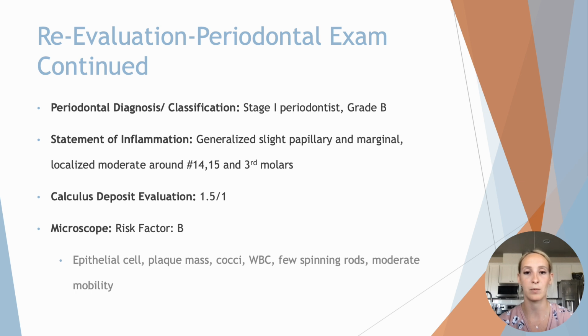The diagnosis was stage 1 periodontitis, grade B. Statement of inflammation: generalized slight papillary marginal inflammation with localized moderate around 14-15 and the third molars. His deposit evaluation that day was a 1.51, and the microscope risk factor, he is a B, and that was due to seeing epithelial cells, plaque mass, cocci, white blood cells, few spinning rods, and moderate motility.